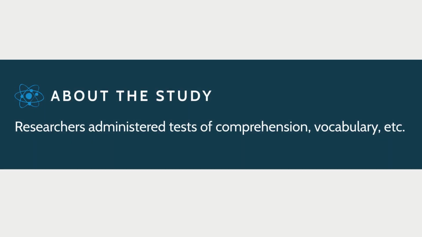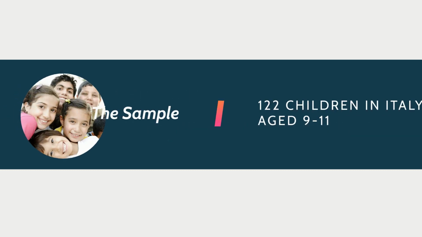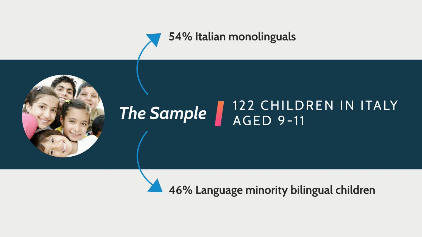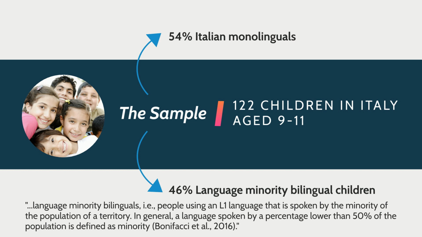The researchers administered various tests of comprehension, vocabulary, and a few other tests to 122 children in Italy. About 54% were monolingual Italian speaking, and about 46% were language minority bilingual children. This means they had been exposed to an L1, a first language other than Italian, within the family context from birth. The designation of language minority means these were languages spoken by less than 50% of the local population. Some of these included Arabic, Albanian, Chinese, Romanian, etc.